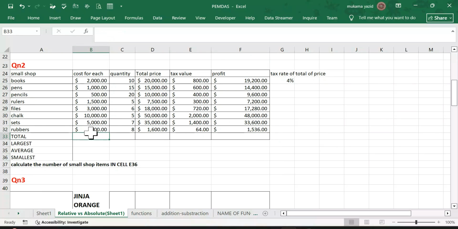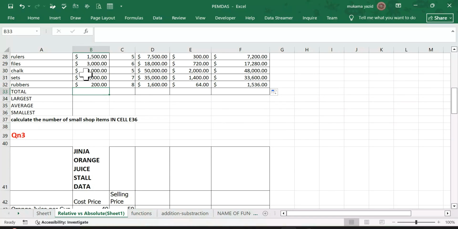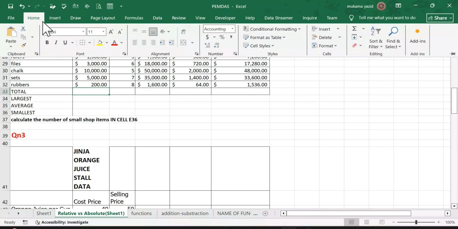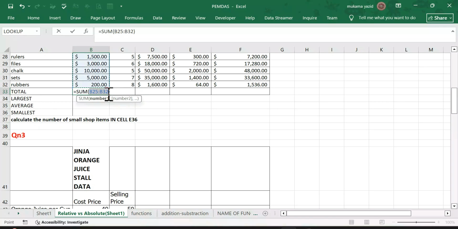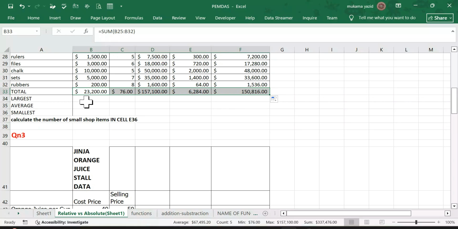So here, calculating total, just come here, use a formula function, or you can use any. This total is summing, and then we press enter. You just use autofill to get the rest of the answers.